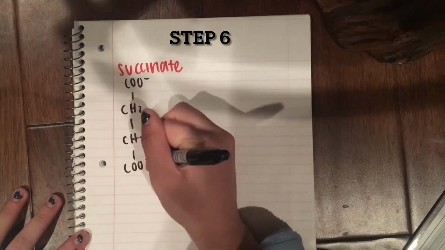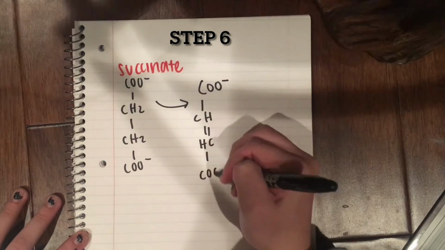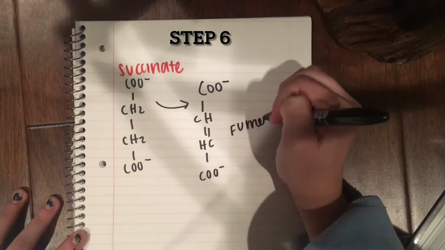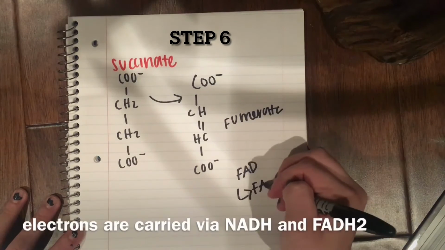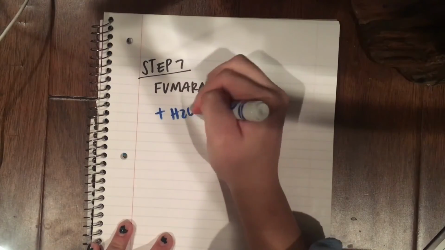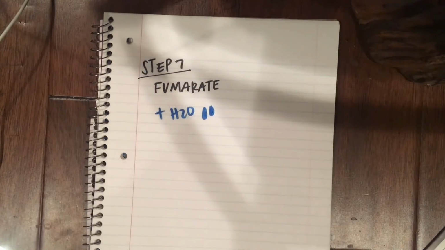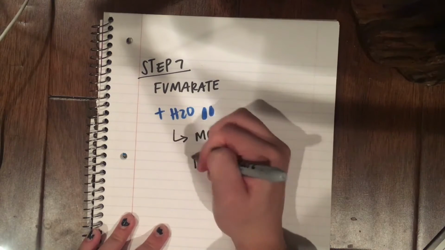In the next step, succinate is converted into fumarate through oxidation, and during this process, one FADH2 is formed. Next, in the step, we have fumarate, which adds a water molecule which rearranges bonds in the substrate, which converts fumarate to malate.